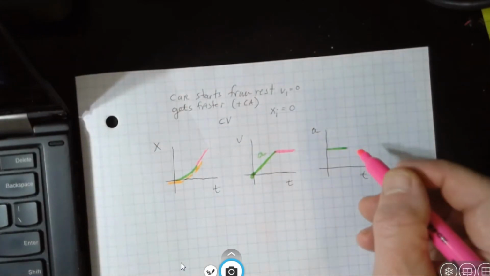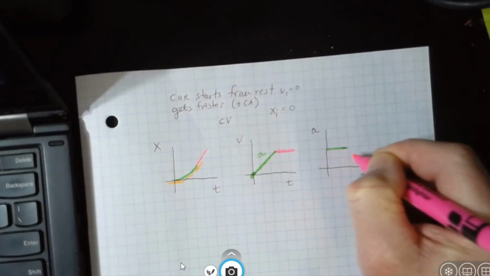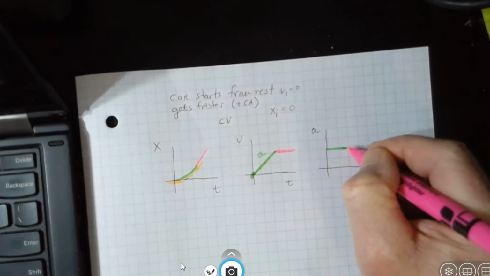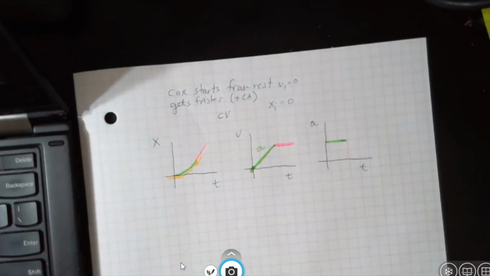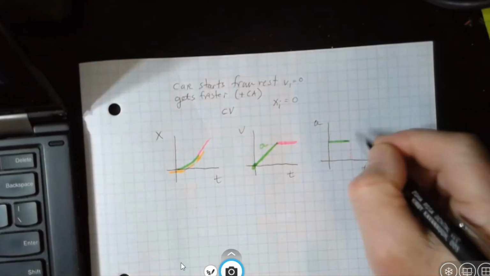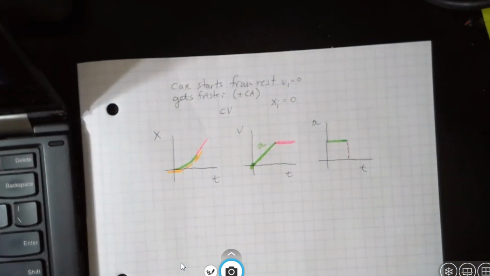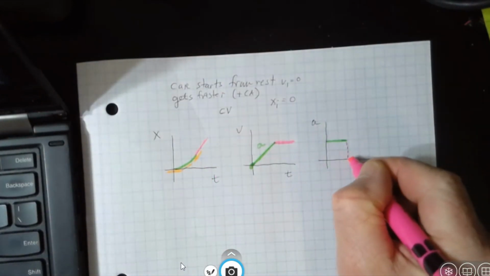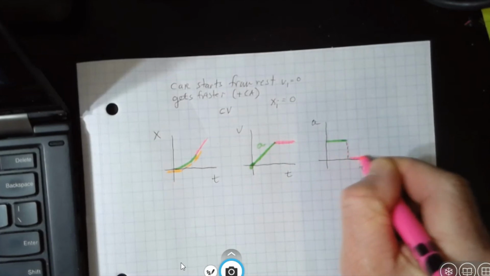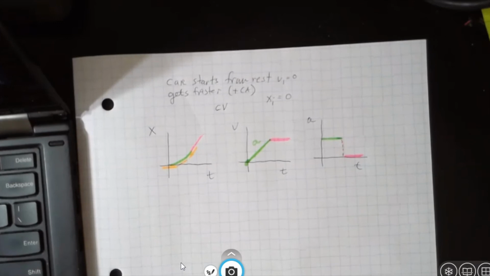What about my AT graph? Well, I know we really can't have an instantaneous transition there, so we often show on the AT graph a dotted dashed line there. So at some time we're really having an instantaneous change. We're going from getting faster to staying at that same speed. So then our acceleration would be 0. So we would have something that looks like this.